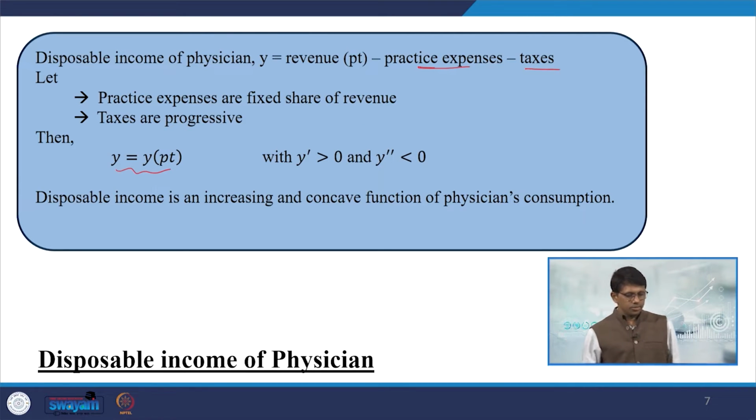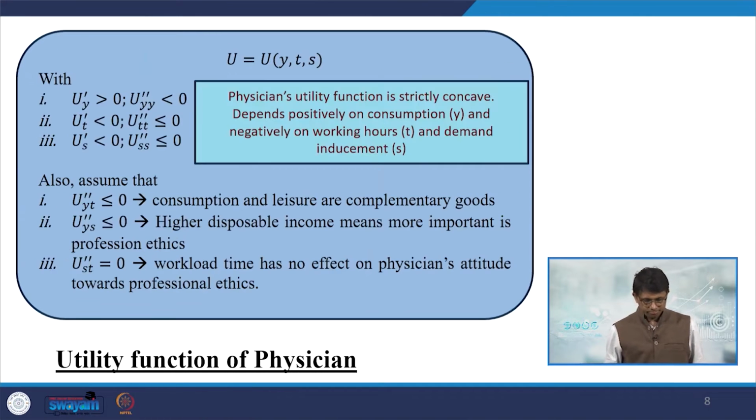So, hence disposable income is an increasing and concave function of physician's consumption. Here the utility function is defined in terms of disposable income, time and the induced demand. Physician's utility function is strictly concave. It depends positively on consumption and negatively on working hours or time and demand inducements. Okay. Hence, there are three possibility conditions.